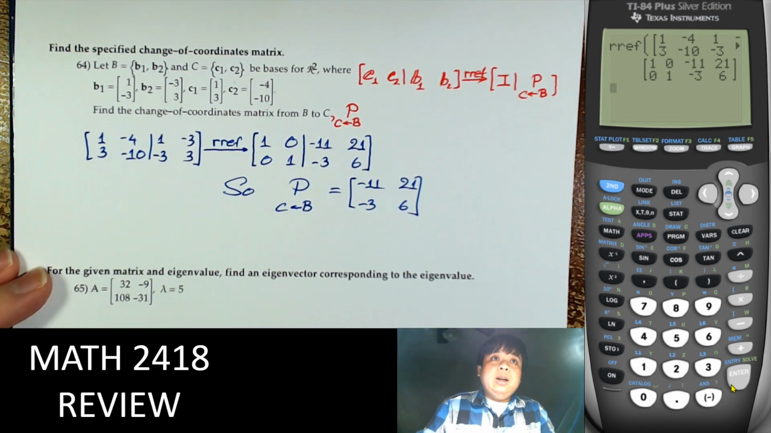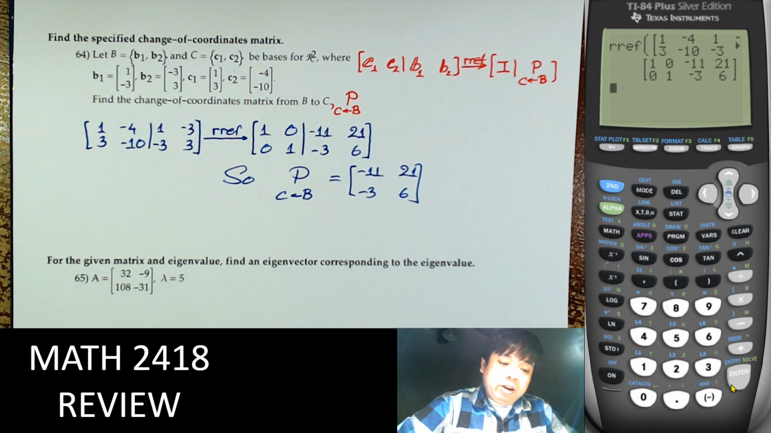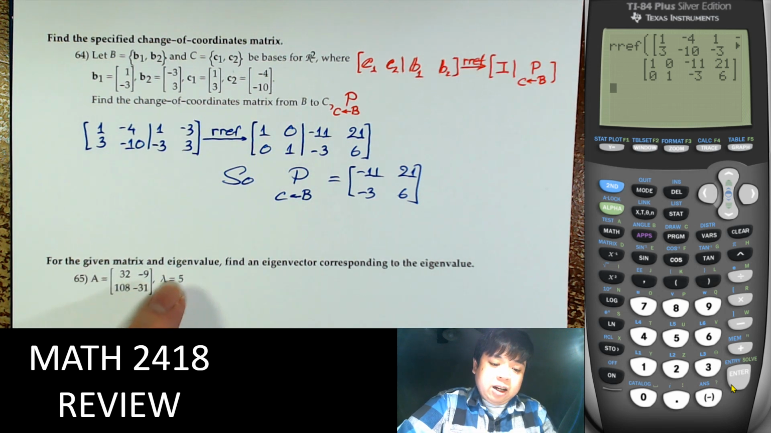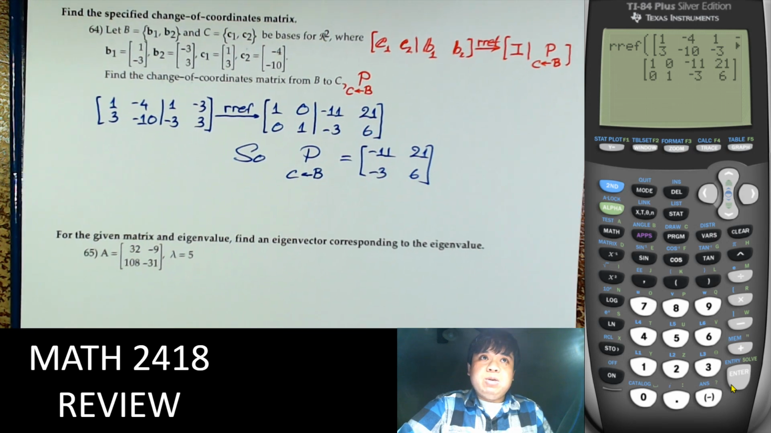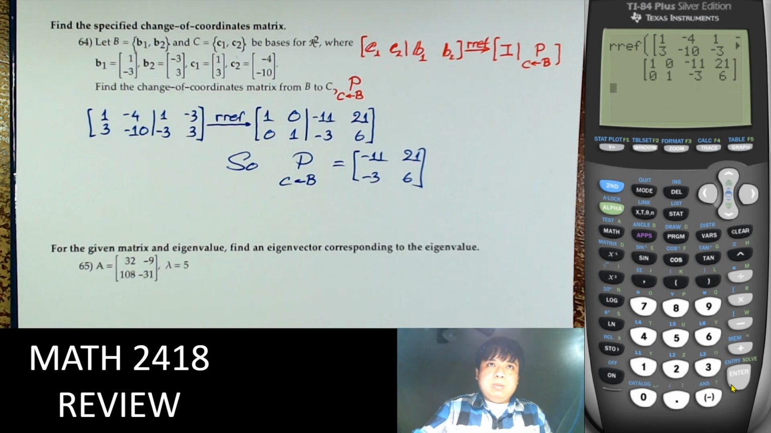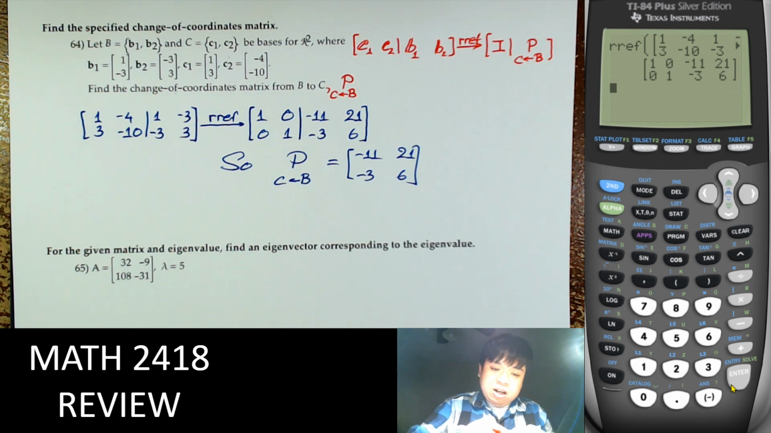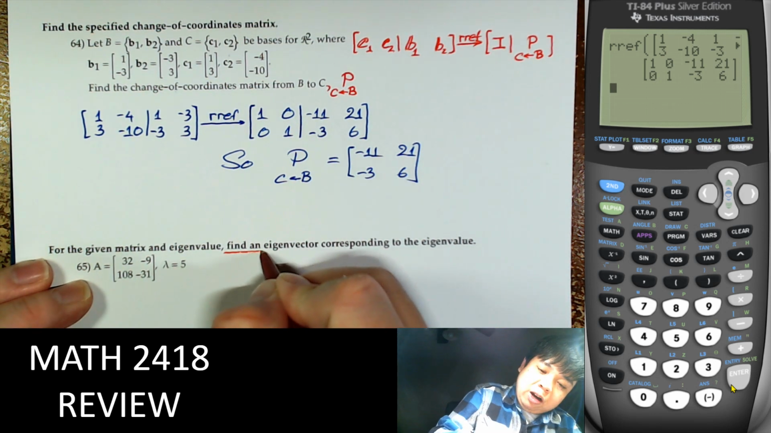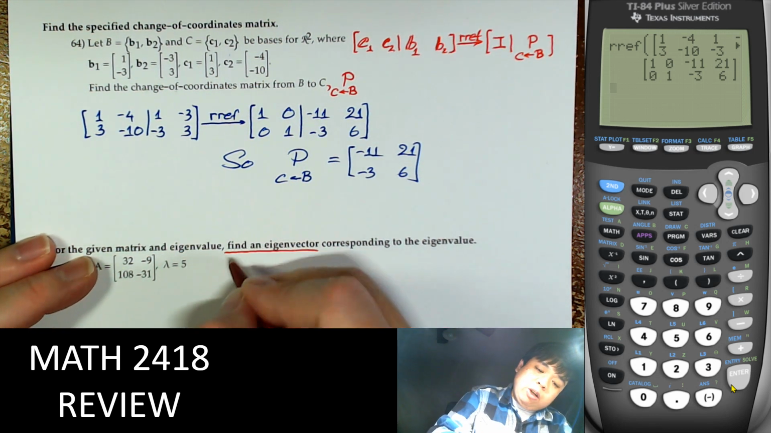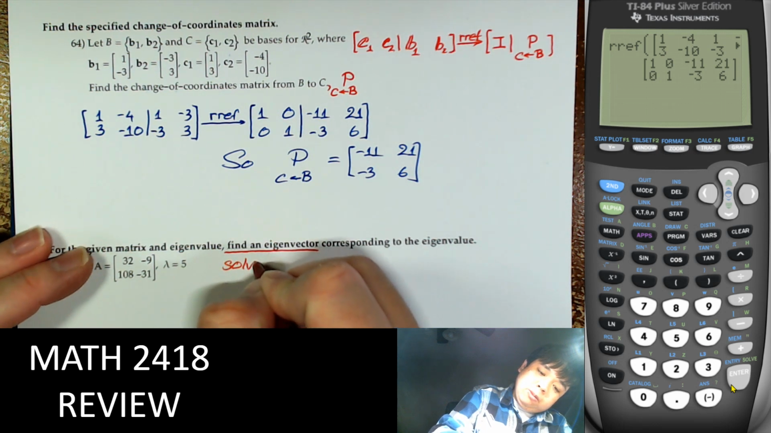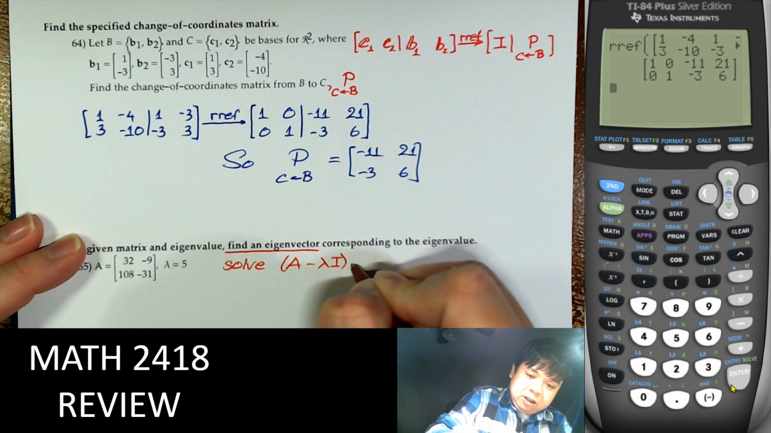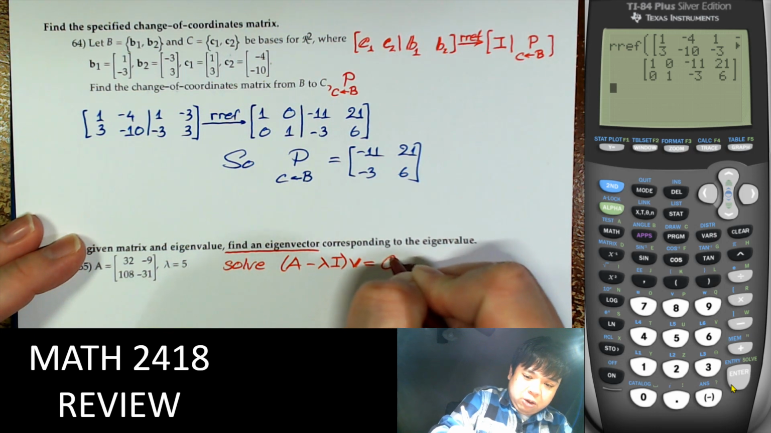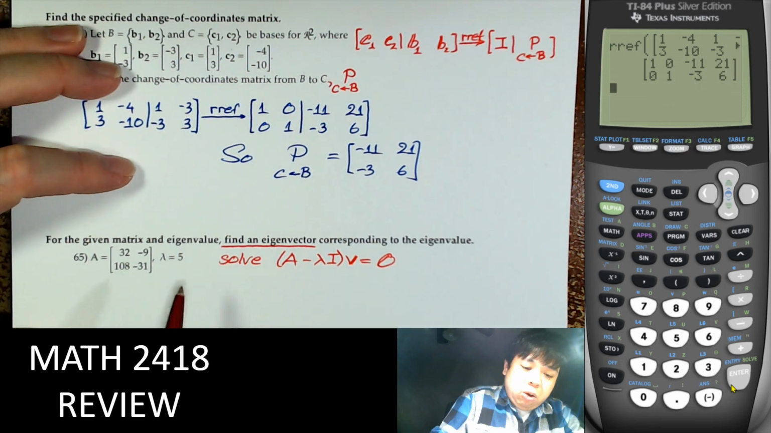Right. Next, for the given matrix, we have the eigenvalue of 5. Find the eigenvector corresponding to the eigenvalue. So this is pretty simple. We will find the eigenvector. So when we find the eigenvector, we will solve the equation A minus lambda I times v equal to 0 vector. Here we know lambda is 5.